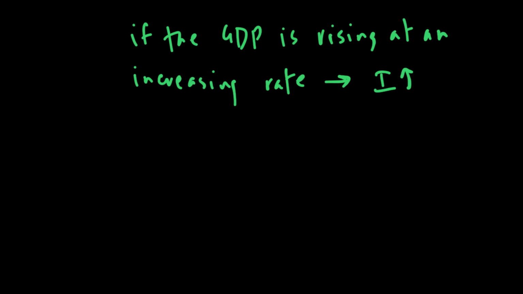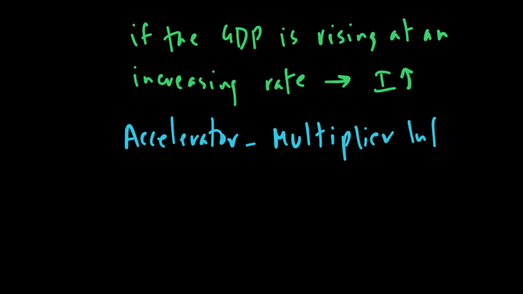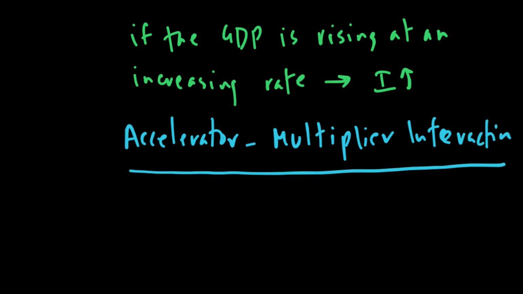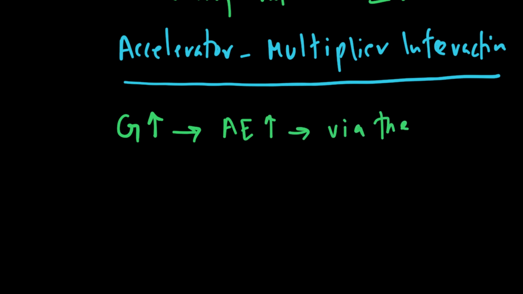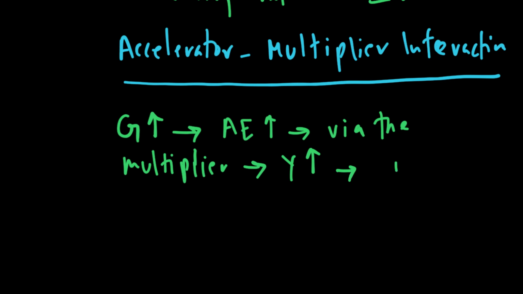So let's talk about what we call accelerator multiplier interaction. According to the accelerator multiplier interaction, what if I tell you, for example, let's say government decided to increase expenditure. So government, let's say, does expansionary fiscal policy. Well, if there's an expansionary fiscal policy, AE will go up. If AE goes up, then via the multiplier, we will see a rise in Y. Now, if this GDP goes up, you can imagine investment to go up.